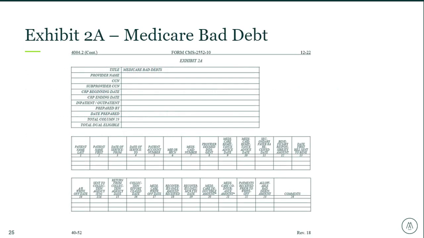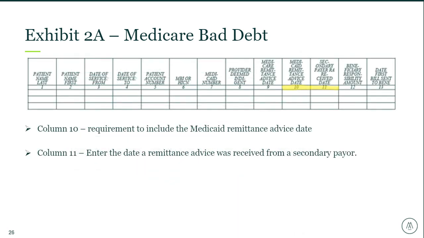So here's a copy of the new template. Again, 24 columns. I know it's somewhat hard to see some of these, so let's get into looking at some of the new fields. I've highlighted a few of the new fields. One is the requirement to include the Medicaid remittance advice date or the secondary payer remittance advice date. That's the 10 and 11 column. And I'll show a couple of the other new fields in the next slide.